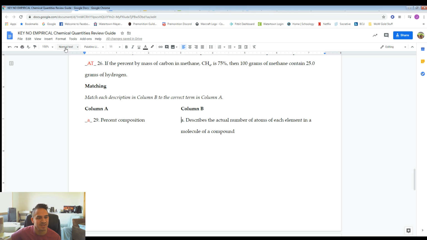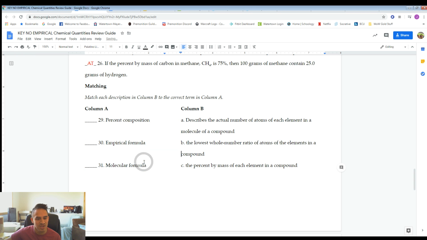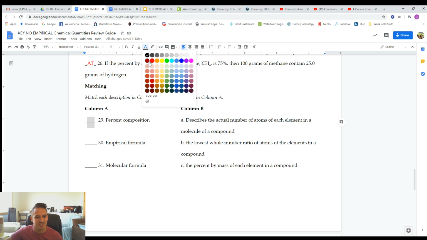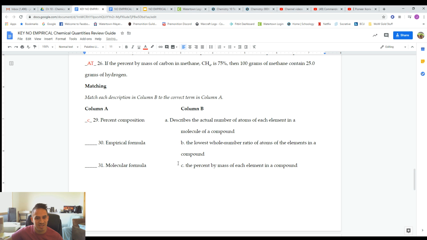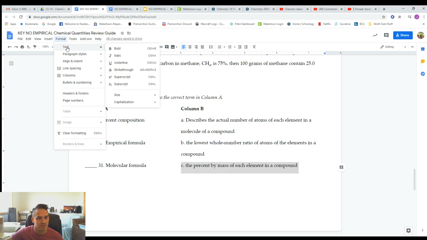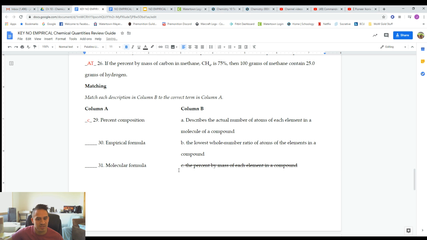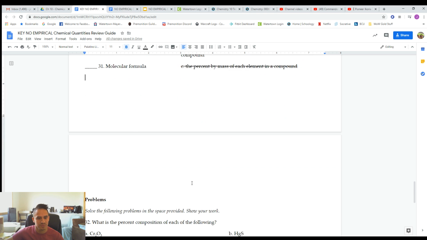Oh, I'm sorry. Hold on a second. I realized I deleted the other choices. We don't want to delete those. So let's do this. Percent composition is the percent by mass of each element in a compound. So this is C. I apologize. That is C. But we're not going to be answering these two. So we'll just disregard 30 and 31. Okay. So my bad. There we go. So let's just cross that one off. So we know that 29 is C. And then we're not doing empirical or molecular formula. So we'll just ignore those two.